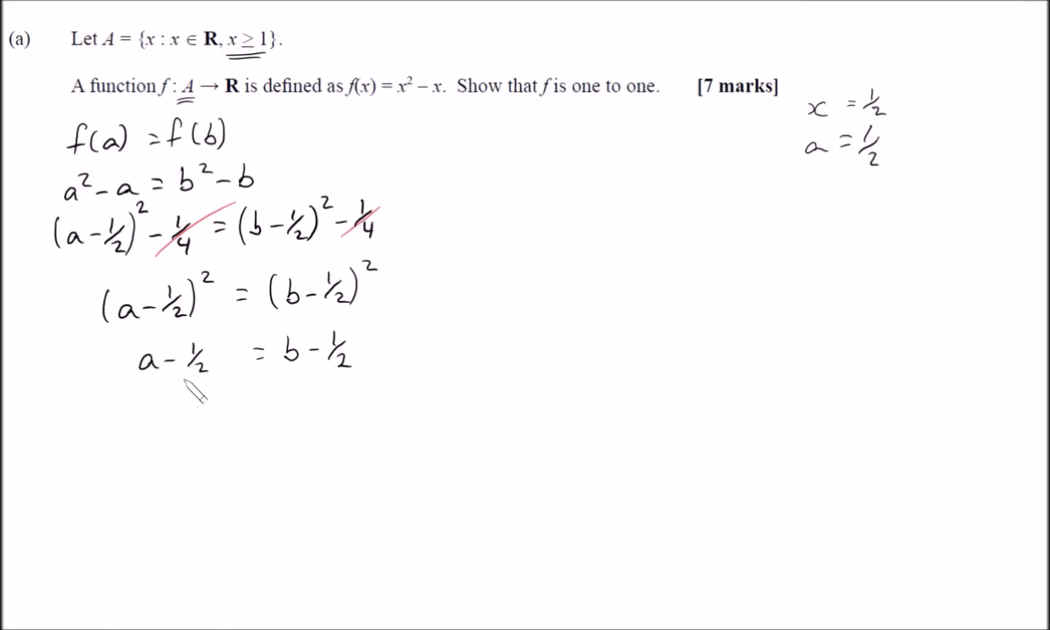Our negative halves cancel. So what are we left with? A equals B. Therefore, f is 1 to 1. And remember, for a question like this, you have to use completing the square. And again, because of our domain, we eliminated the need for plus or minus, which enabled us to show that A equals B.